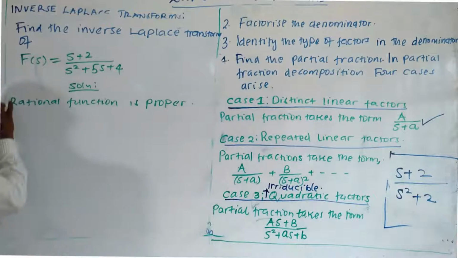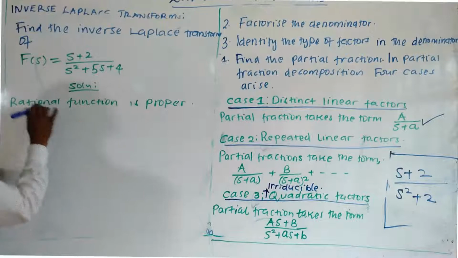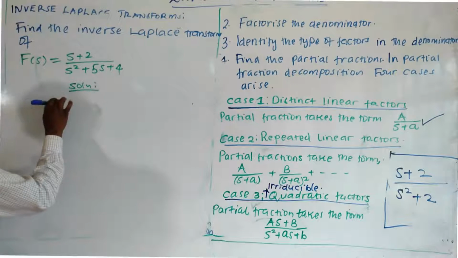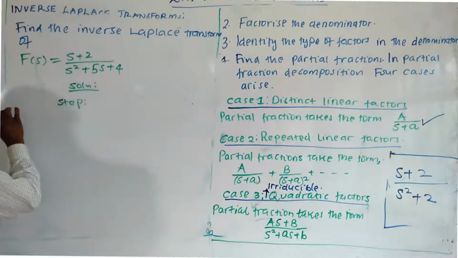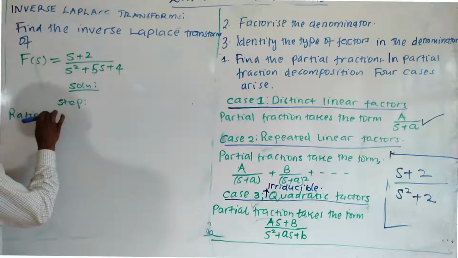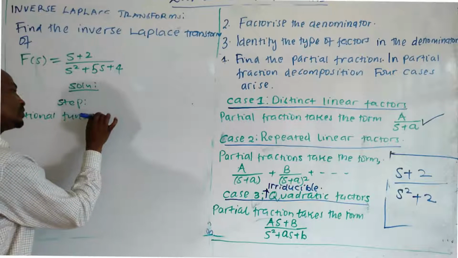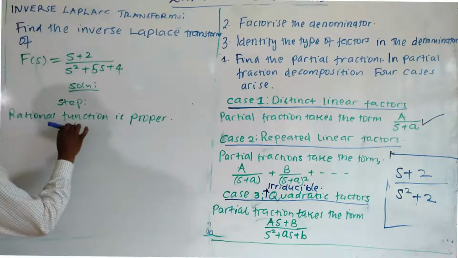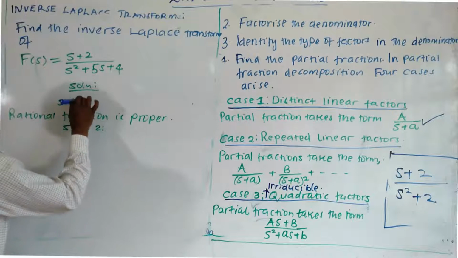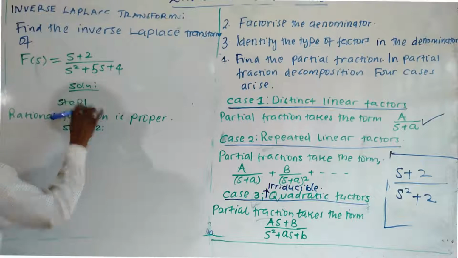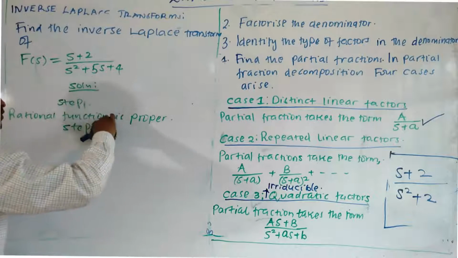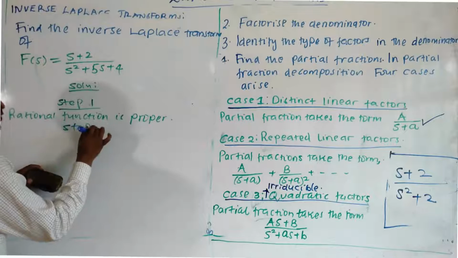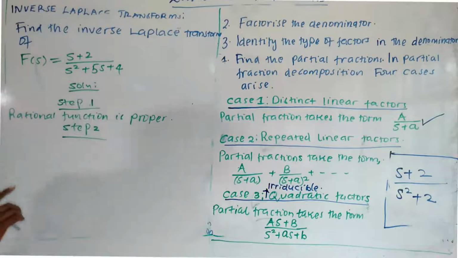Maybe I should say here step 1, just for purposes of us being able to follow through. Step 1: the rational function is proper. Step 2: let us factorize the denominator. Step 2 is to factorize the denominator.